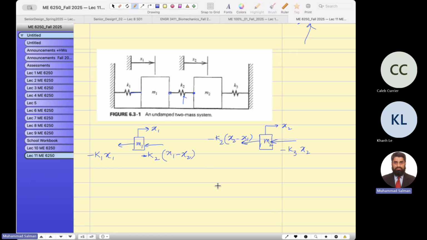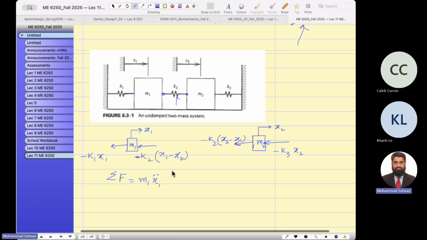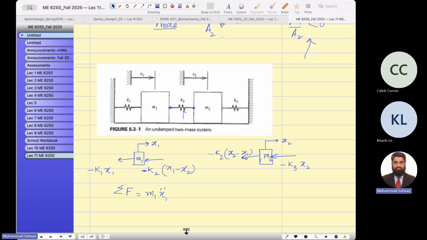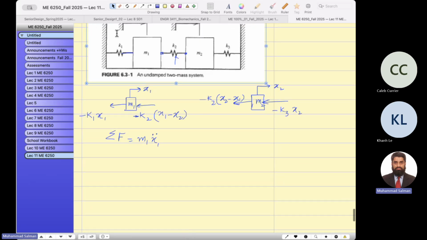So I'm going to show you all the forces for this mass m1. They are equal to mass times acceleration. How many forces are acting on it? Two forces. Agreed? So minus k1 x1 minus k2 (x1 minus x2) equals m1 x1 double dot. Agreed? This is the equation of motion for the mass m1.